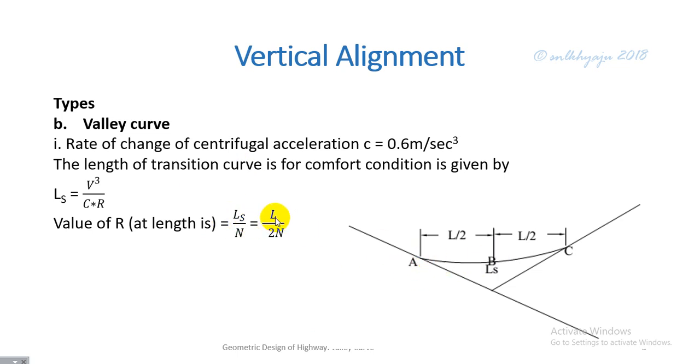That is, Ls is half of the length of the valley curve, that is L by 2. Therefore, R at point B is L by twice N. Therefore, Ls equals V cube by C, putting the value of R equals L by twice N. In that relation, we get this equation: the length of the transition curve Ls equals (N V cube by C) whole power 1 by 2.